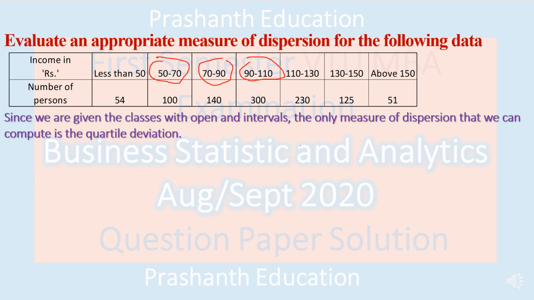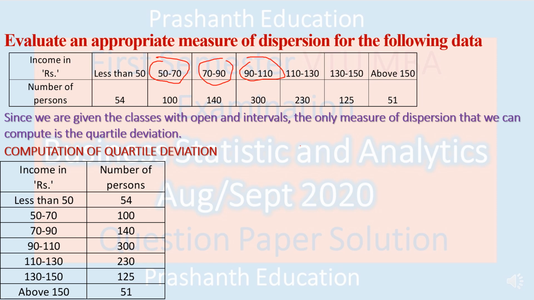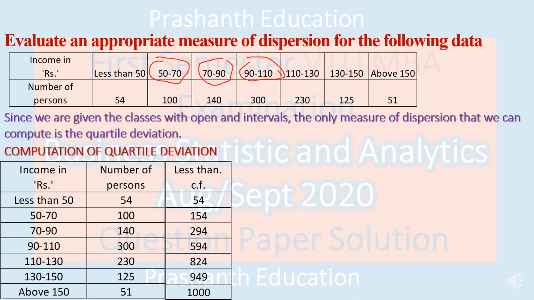Okay, let's see how to do that, computation of quartile deviation. First I will take my data, income and number of persons. Now I am going to do a cumulative frequency for this. You might be knowing what a cumulative frequency is. So 54, 54 plus 100, 154, 154 plus 140, 294, 294 plus 300, 594, 594 plus 230, 824, 824 plus 125, 949, 949 plus 51, 1000. So like this we do our cumulative frequency, and we have calculated it.